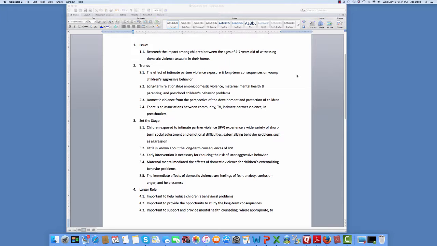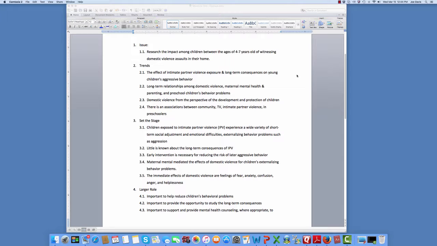Maternal mental health mediated the effects of domestic violence in children's externalizing their behavior problems. That sets the stage. We can fix this. We can make things better. So that's what that setting the stage is doing. We're telling the audience, gosh, here's what our research, we think this is where it's going to take us.